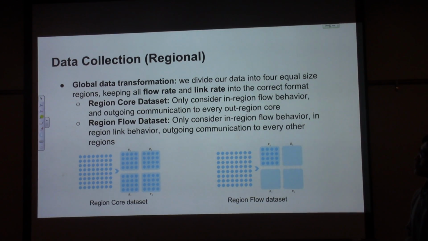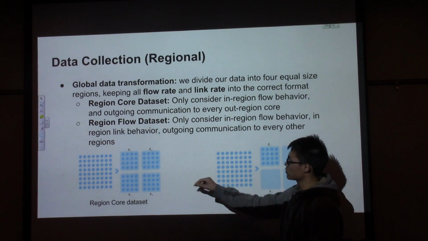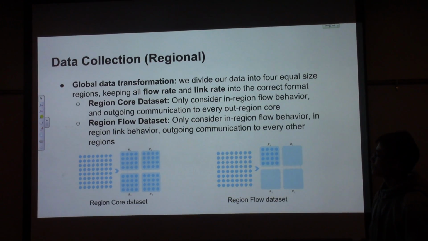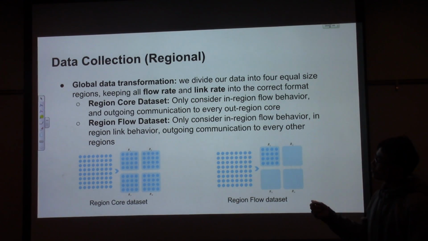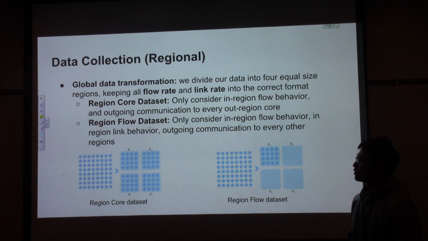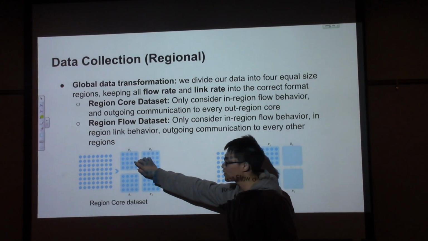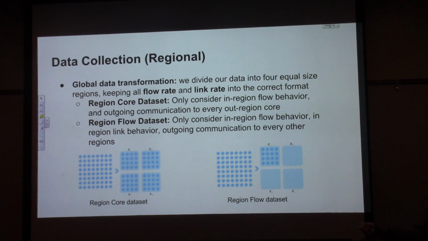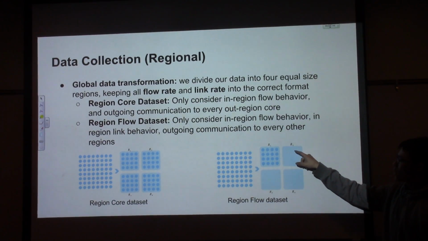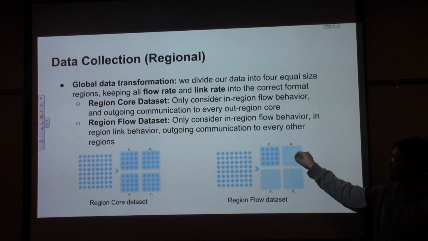In order to use regional features, we partition the network into 4 regions, and we have 2 regional features. One is the region core feature vector, another is the region flow vector. In the region core feature vector, we add all the flow rates from the cores inside the region to all other cores outside the region. The difference between the region flow and the region core feature vector is that we virtualize all the outside cores in the outside regions as a supernode.